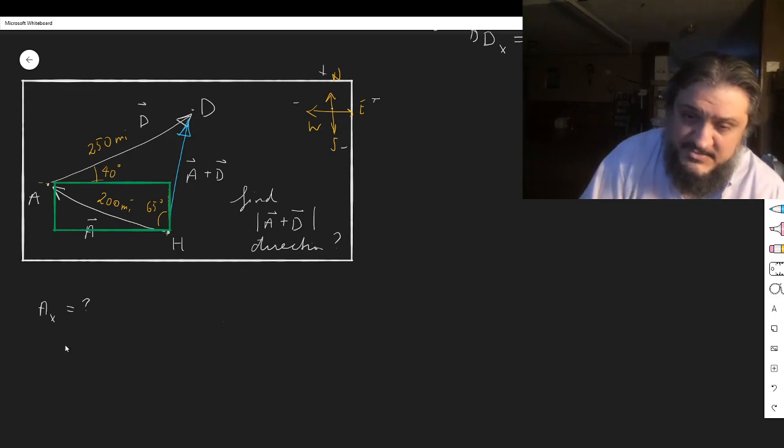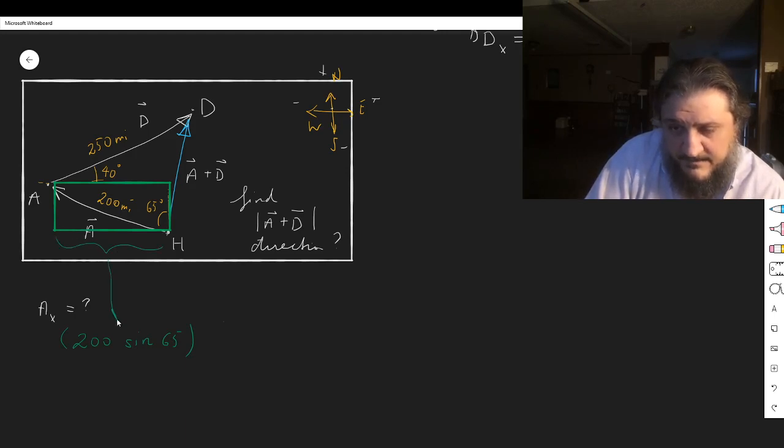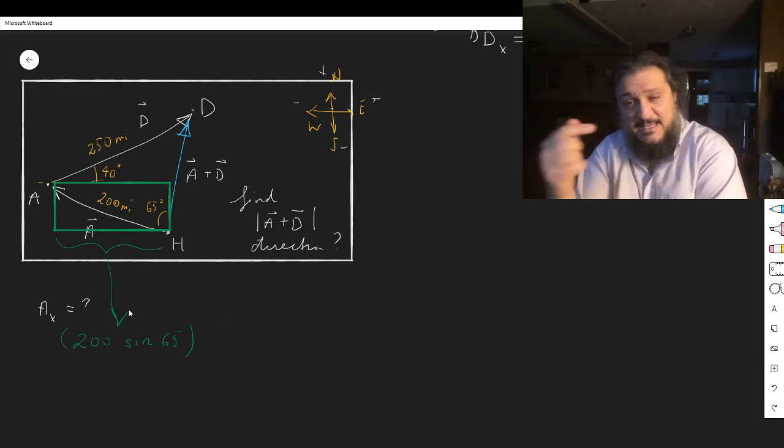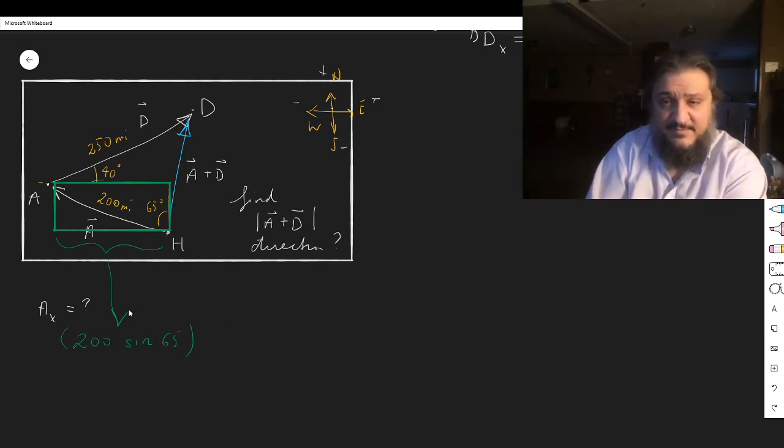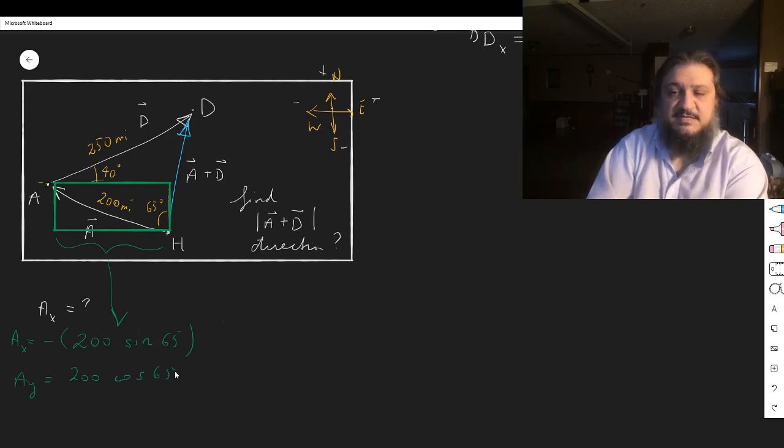All right, so multiply 200 miles by sine 65. This will give me this side here. But I know that AX is a vector pointing to the left because of the direction of A. Therefore, I put a negative sign in the front. That will be my AX. Now for Y, I don't have that problem, right? AY is positive, which is 200 miles times cosine of 65.